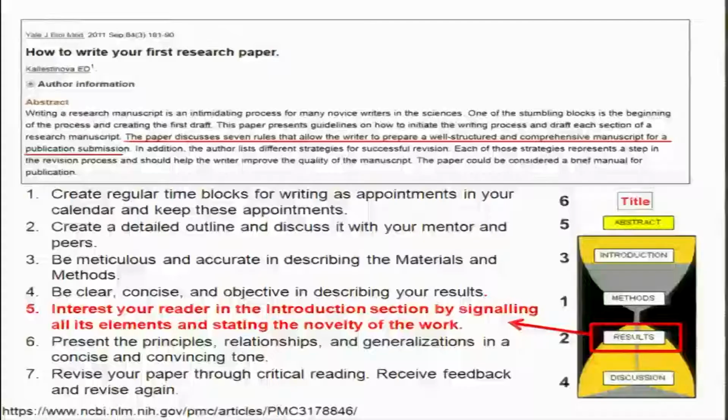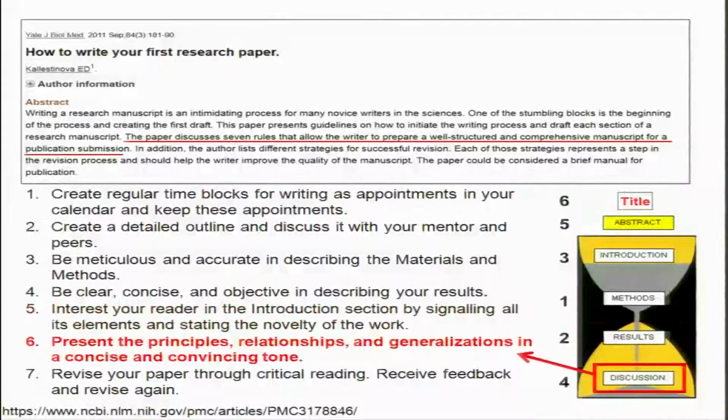Now we are going to go to the other section. What you have seen is the introduction, and we have looked at results earlier as well. Now we are going to discuss the last section, that is the discussion section. The discussion section presents the principles, relationship and generalization in a concise and convincing tone. So basically you interpret your observations. What do they mean in the context of the literature? What do they mean in the context of other results and other reports that exist in the literature and so on?